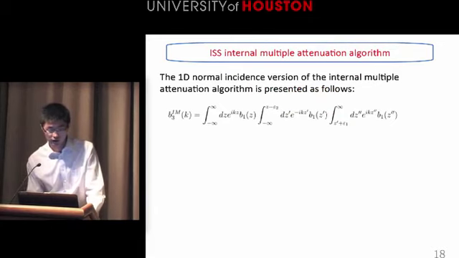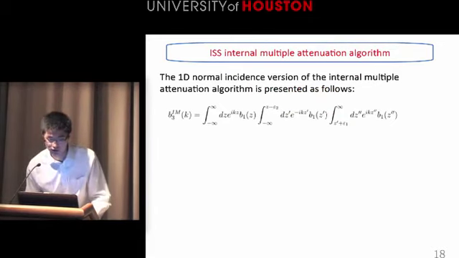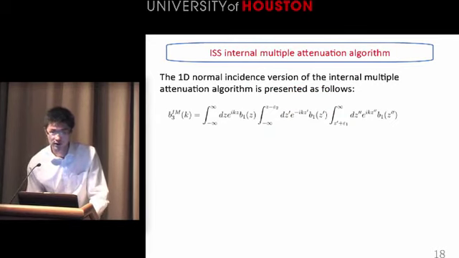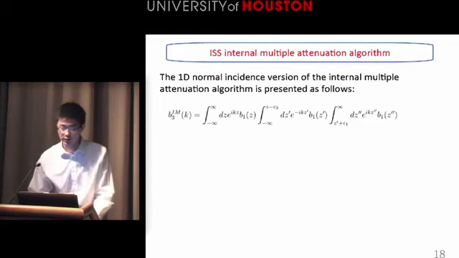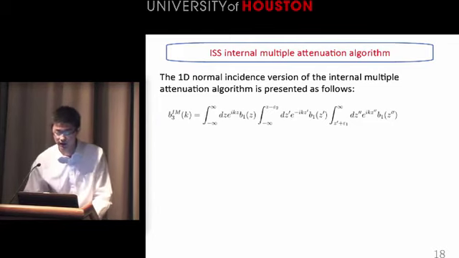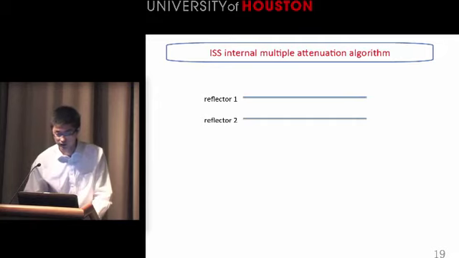This equation shows the 1D normal incidence version of the internal multiple attenuation algorithm. Here, B1 is very closely related to the data. We put the data into the algorithm and we can predict the internal multiples. Then I will use a simple two-reflector case to show how we can get B1 from the data and how we can predict the internal multiple.